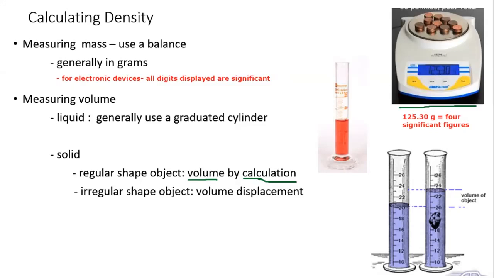Now, if it's an irregular shaped object, we have to use volume displacement. So what we do is we have a graduated cylinder. It's filled with a certain amount of water. We add our object. The volume of the water increases. The difference in the final and initial volume is the volume of the object. Now you have to make sure that whenever you're performing volume displacement, that you don't use a substance that is soluble in water. Then it will not work. But this is a common technique to use when you have an irregular shaped object.